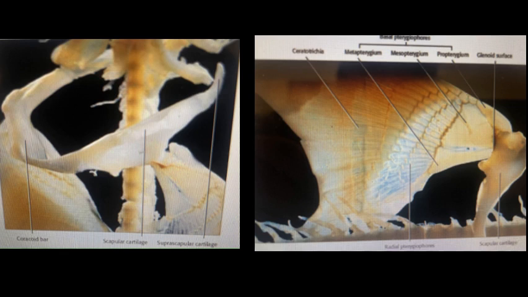The proximal end is supported by a series of three basal pterygophores: an anterior propterygium, a middle mesopterygium, and the posterior metapterygium. Also, the basal cartilages bear rows of radial pterygophores, forming the major support of the fins. In this fin web, we can notice numerous fin rays.